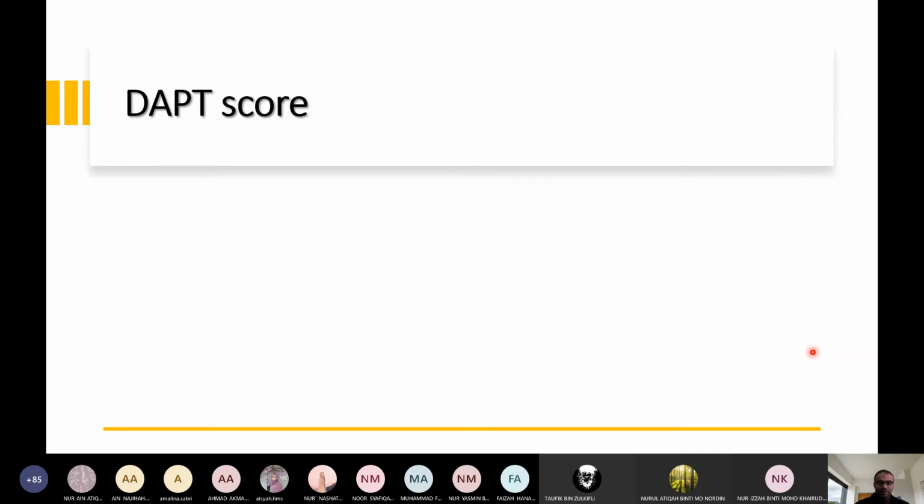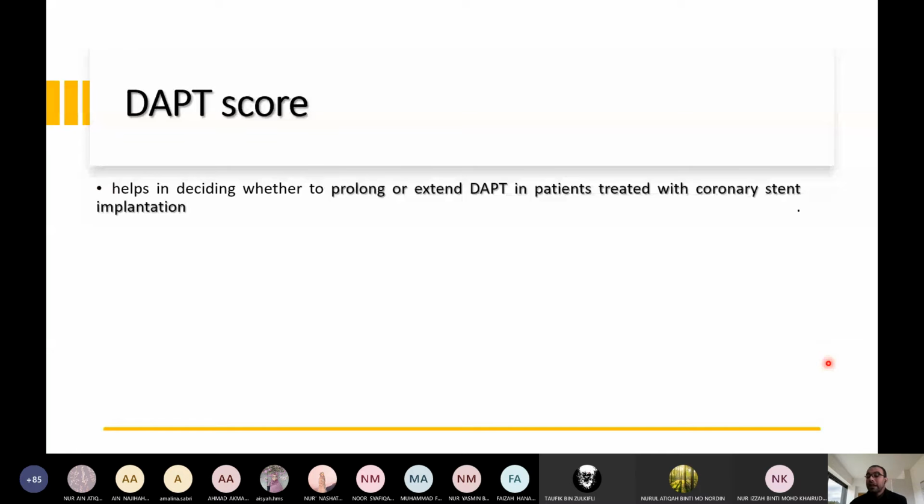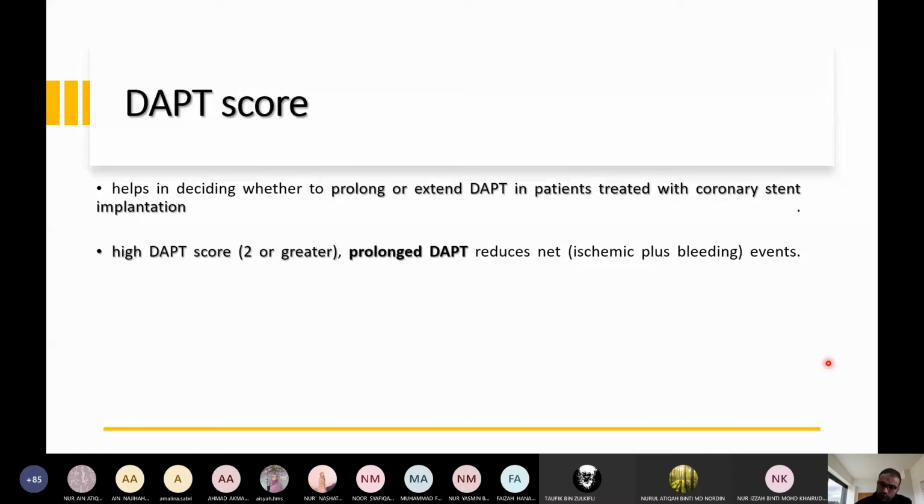If you are asking, and if you are still bearing with me in this lecture, of course there must be scores to guide us whether it is high bleeding risk, low bleeding risk, high ischemic events, or low ischemic events, and to guide us whether there is evidence to continue or not to continue, right? So we have that score, the dual antiplatelet therapy score. This one helps in making the decision whether to extend or prolong the DAPT in a given case or not.